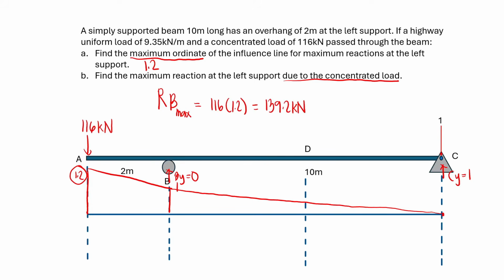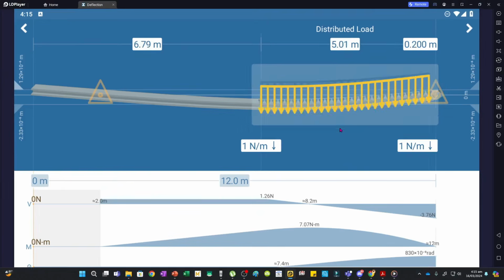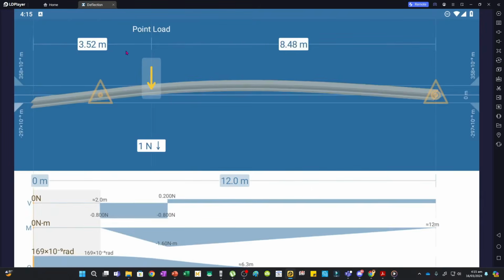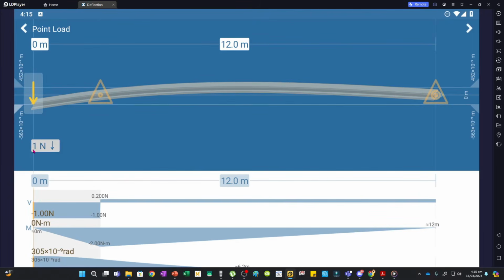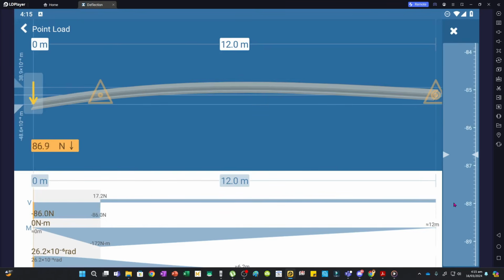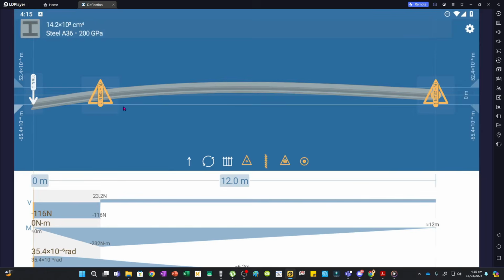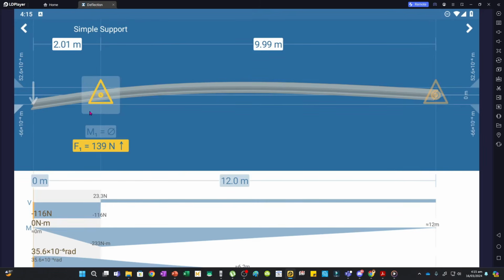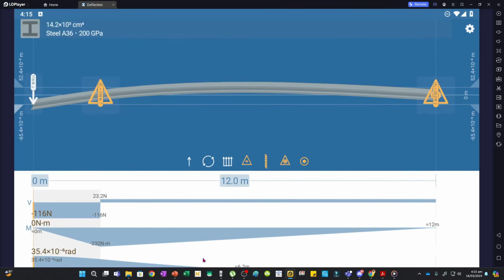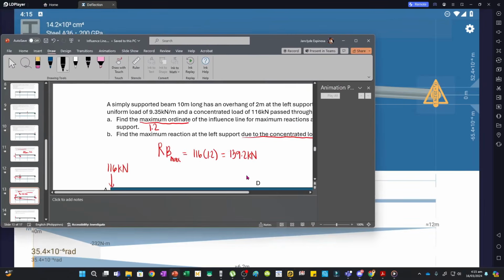Now if we try to model this, we'll actually have this. Let's remove this load, and then let's place a concentrated load of 116 kN at the end of the overhang. So this is 116, and then notice that the reaction at the support will become 139, which is the same as our answer. Now again, we had 139.2.